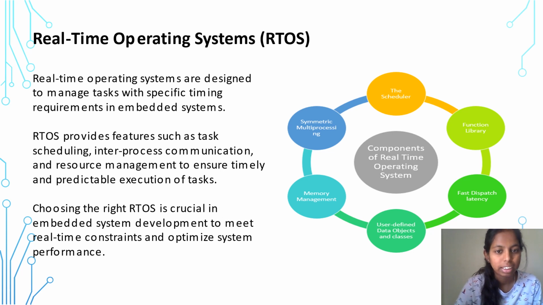Real-time operating systems are designed to manage tasks with specific time requirements in embedded systems. An RTOS provides features such as task scheduling, inter-process communication, and resource management to ensure timely and predictable execution of tasks. Choosing the right RTOS is crucial in embedded system development to meet real-time constraints and optimize system performance.